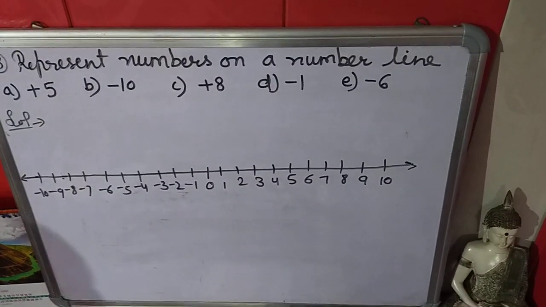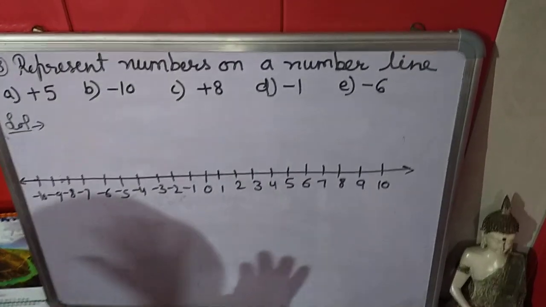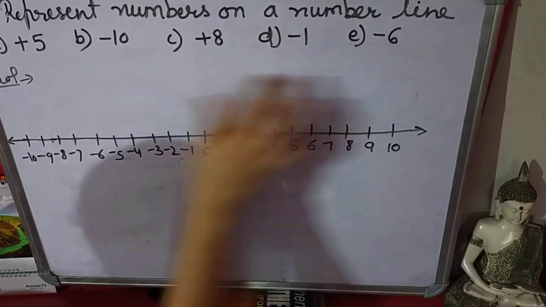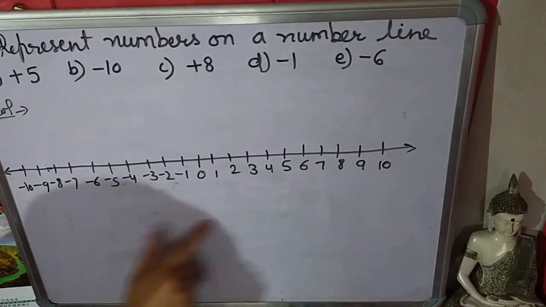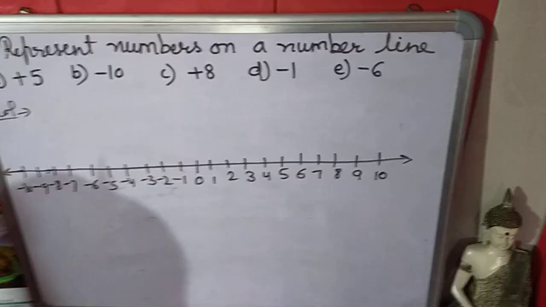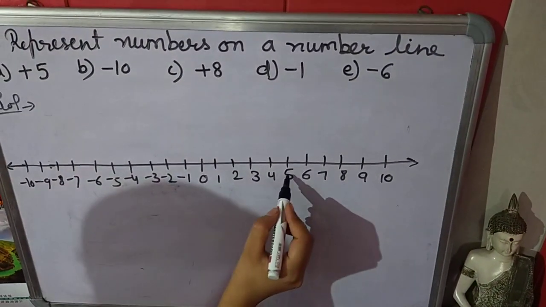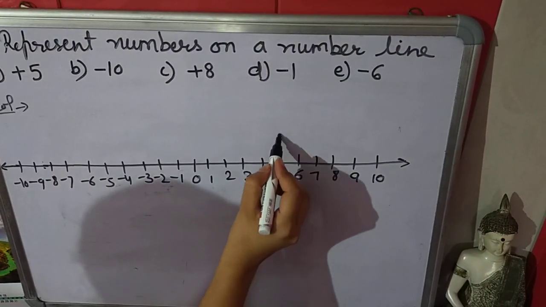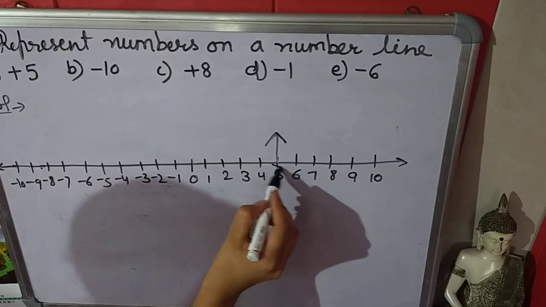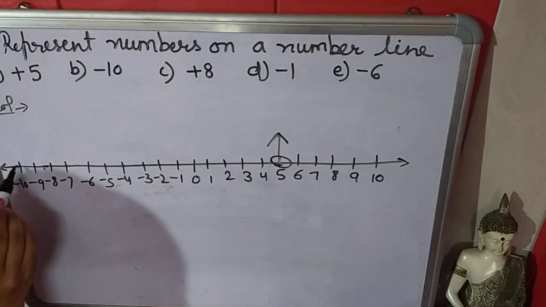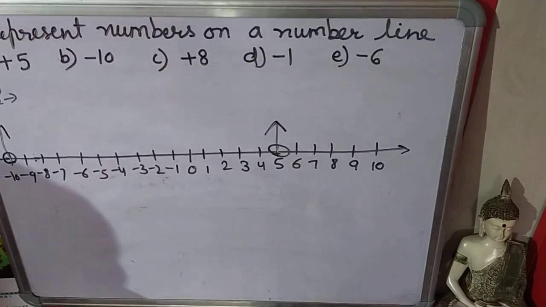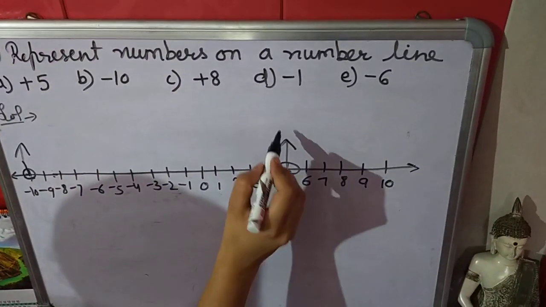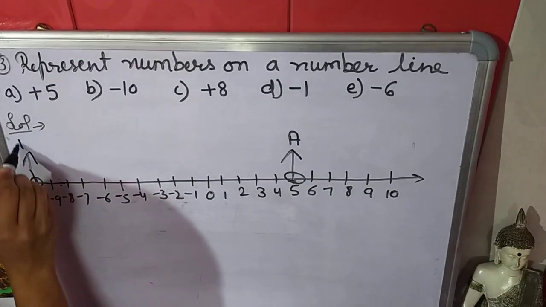Third question is: represent the following numbers on a number line. So we are representing all these numbers on a single number line. You have to draw only one number line. First is plus 5. Where is plus 5? Here, positive integer. So you have to show like this. This is the plus 5. Minus 10. Where is minus 10? Here. So show like this. And give also an alphabetic name. I am giving names A, B.